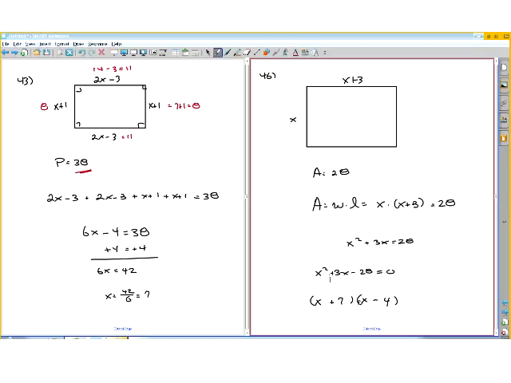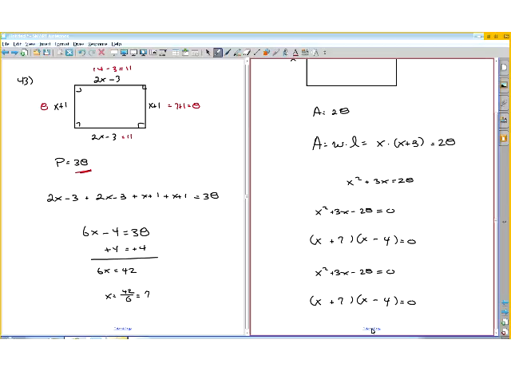X times x, using FOIL, is x squared. 7x minus 4x is 3x. 7 times negative 4 is negative 28. So for this to be 0, either this has to be 0 or this has to be 0. So what we do is we say x plus 7 equals 0, and we say x minus 4 is 0. If those are 0, then the whole thing is 0. So we subtract 7 from both sides, we add 4 to both sides. And so these are the two values of x.